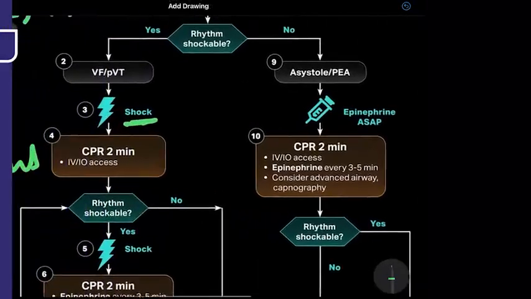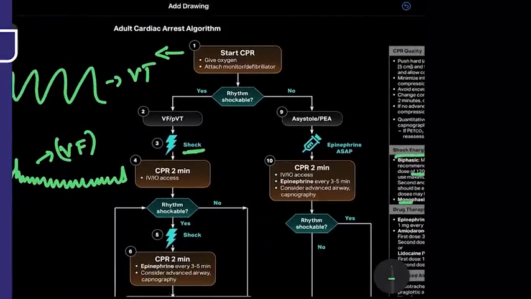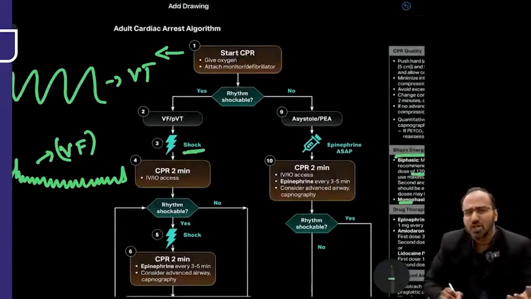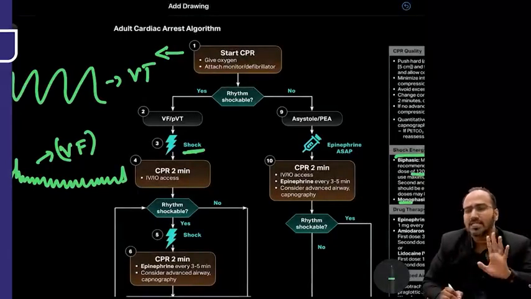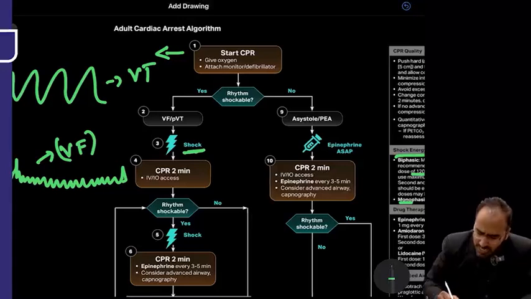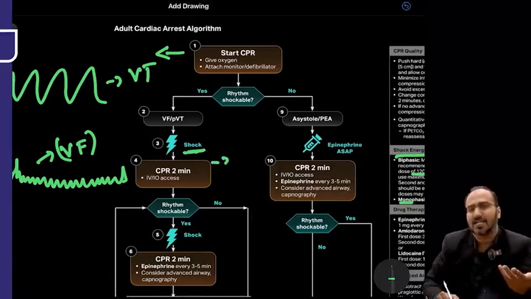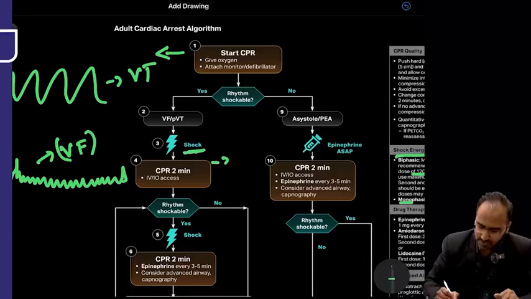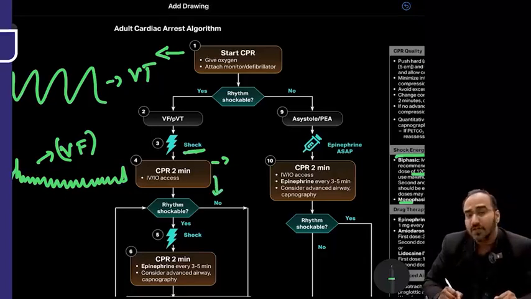So immediately, if you see these two rhythms, only then will you deliver the shock. And once you deliver the shock, don't check for the pulse. Once you deliver the shock, you again continue your compressions and try to secure an IV line for the patient. Now, after 2 minutes, what will you do?